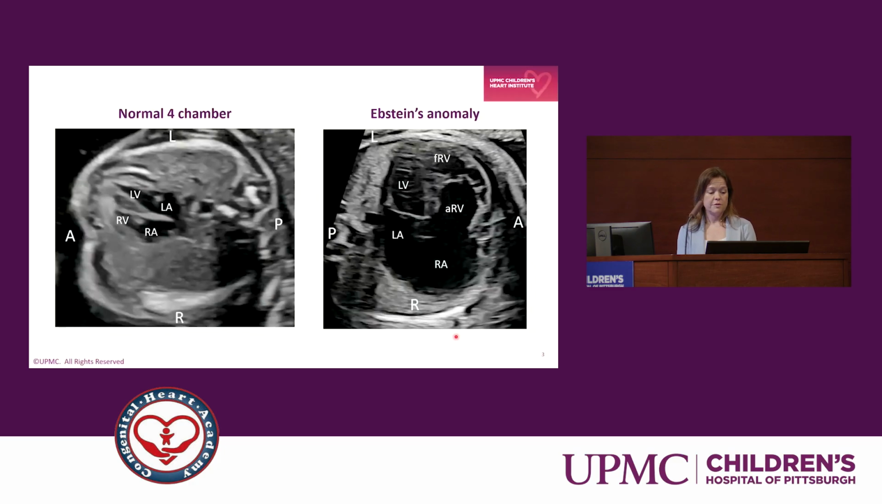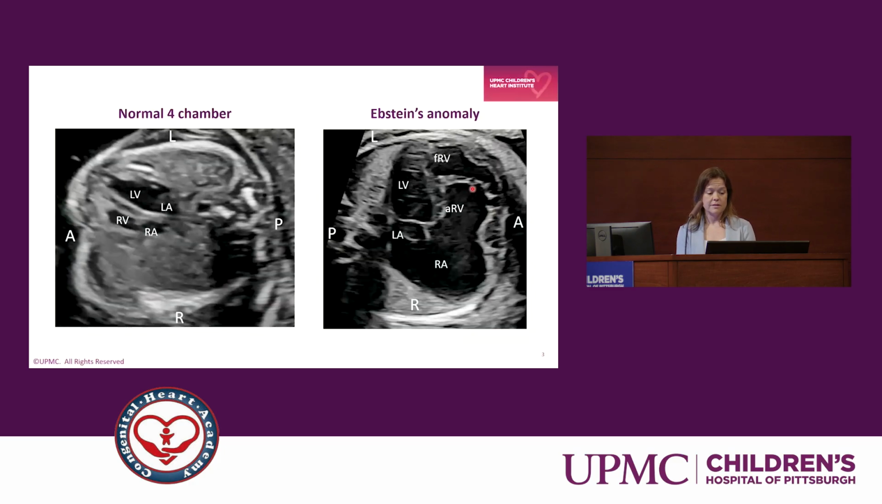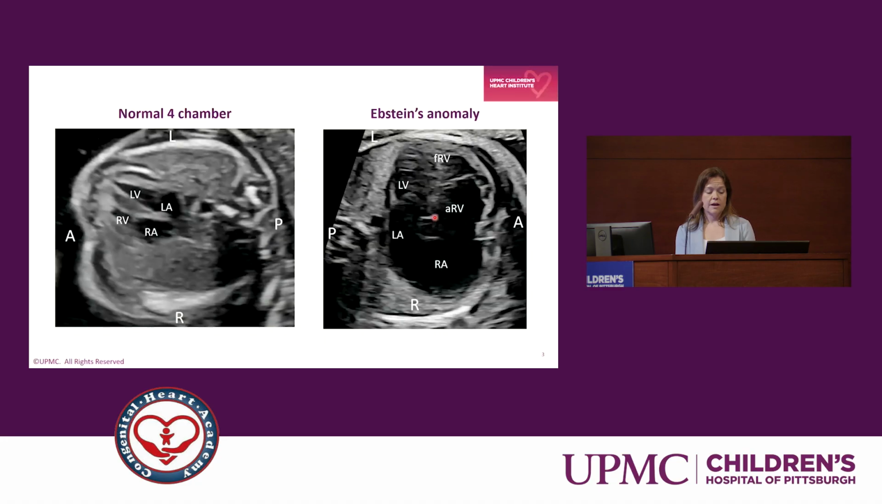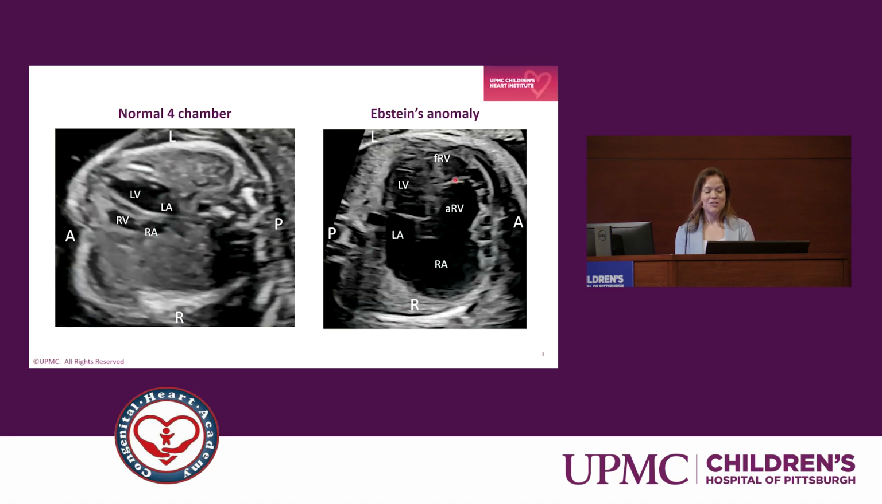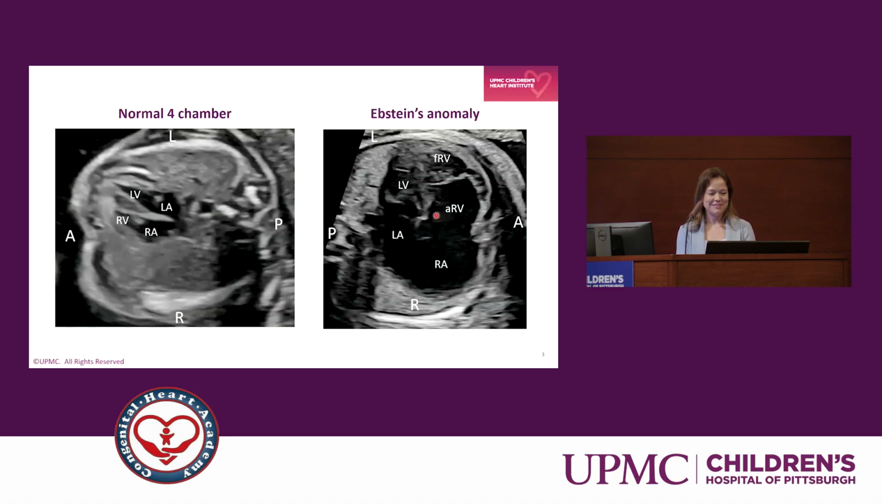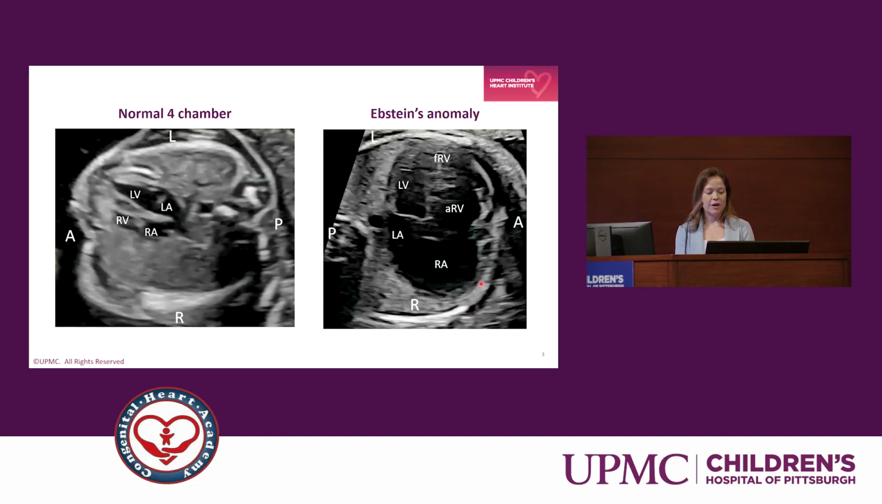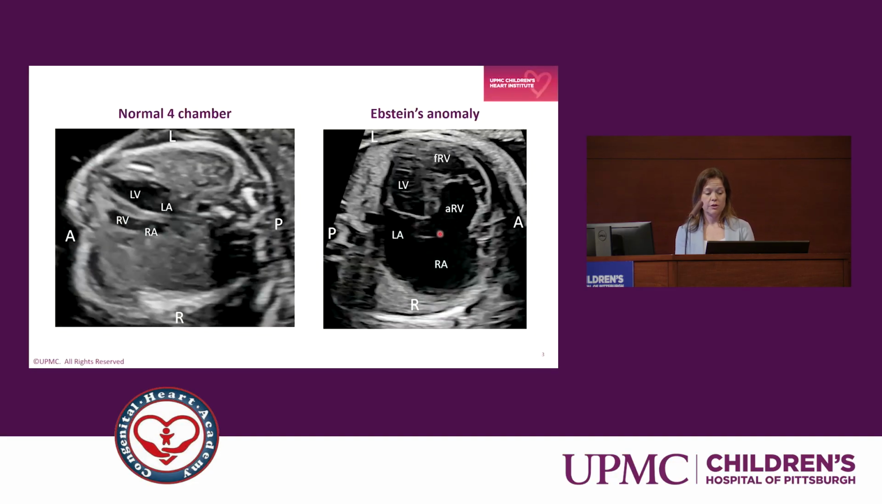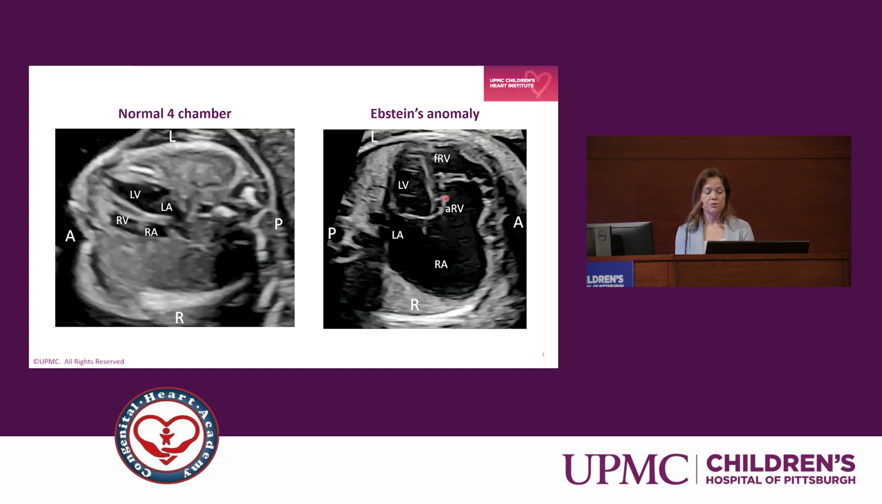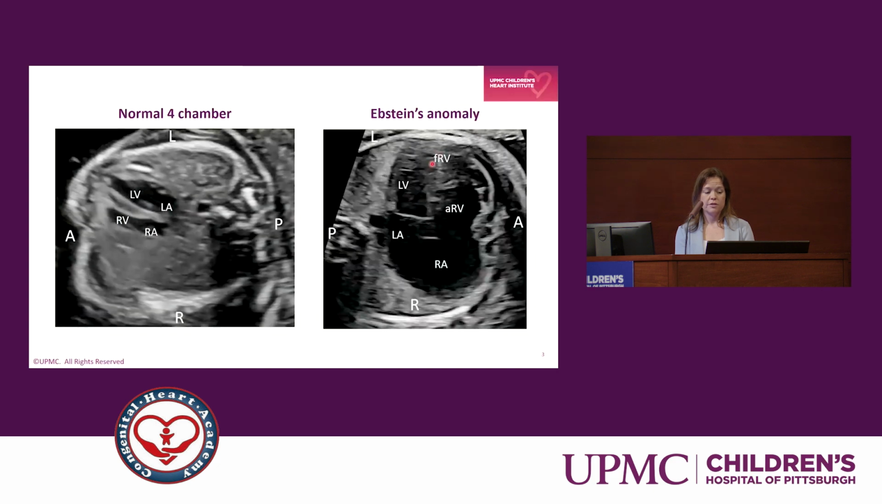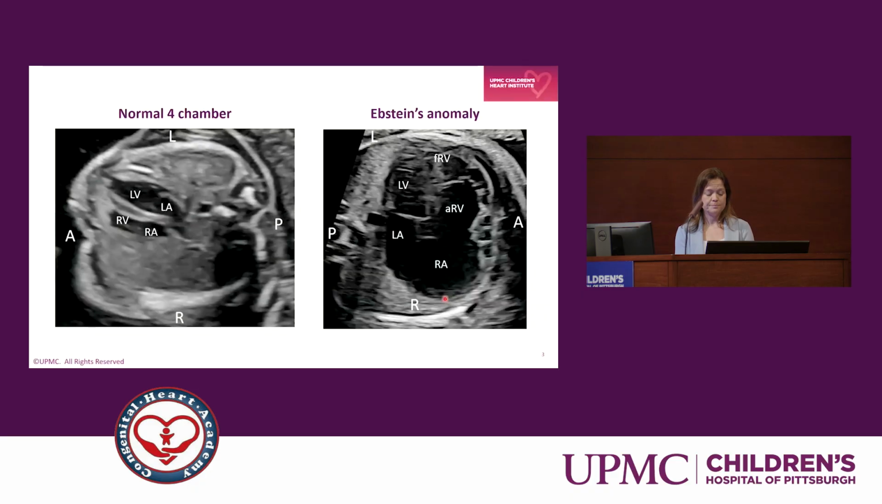We can also see some of the features of Ebstein's in this example. So we can see rotational displacement of that septal leaflet here, as well as abnormal attachments of the other leaflets, creating significant right atrial enlargement, as well as this atrialized right ventricular portion with a smaller functional right ventricle.